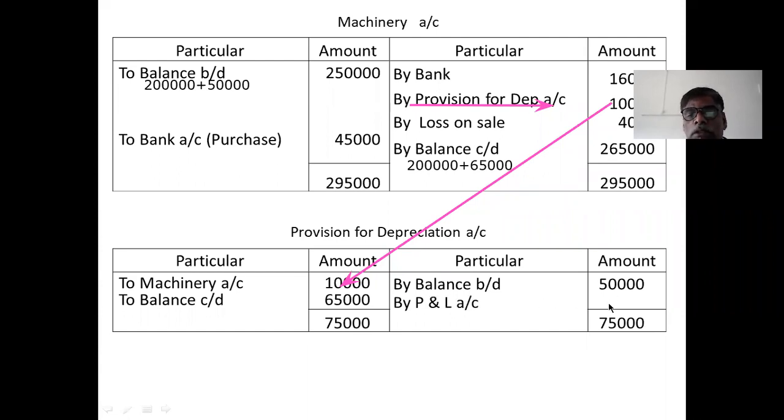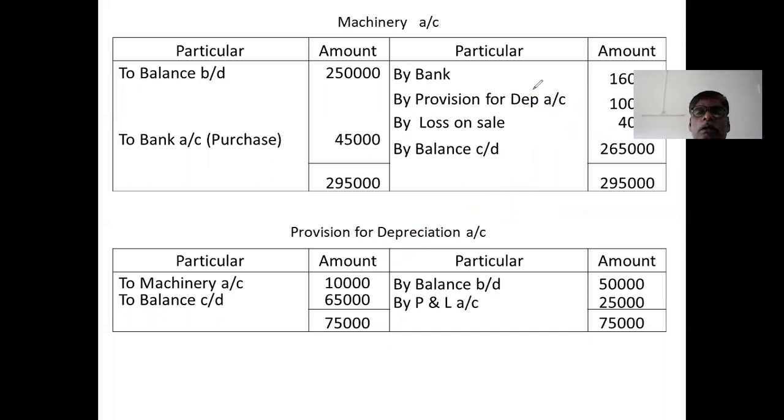Total is 75,000 and the difference is 25,000. This difference 25,000 is called the provision for depreciation, the current year depreciation. Remember this 25,000 current year depreciation. Where does it go? It goes to funds from operation. This is the same problem; I will solve one more problem. Okay, you remember this problem. Now we prepare the funds from operation.